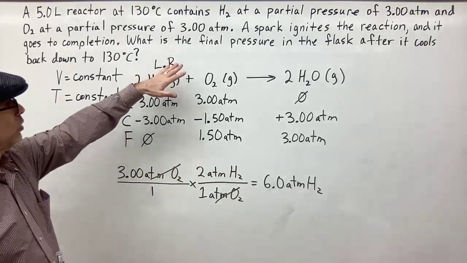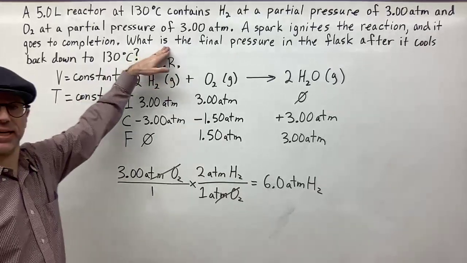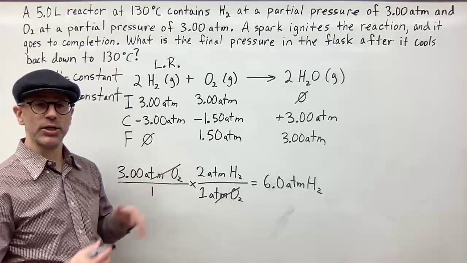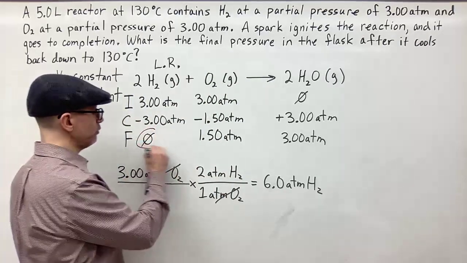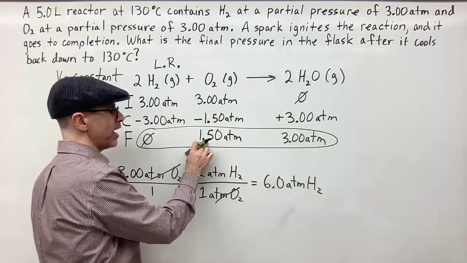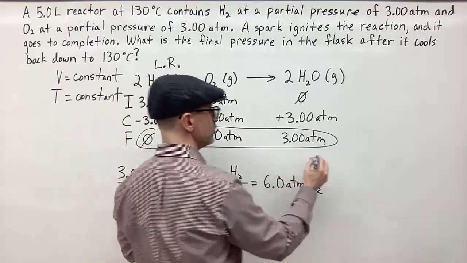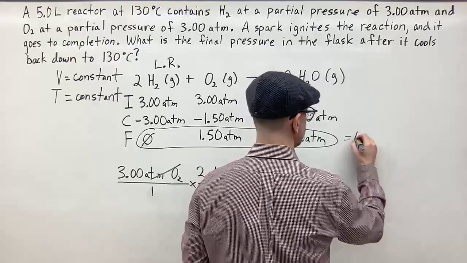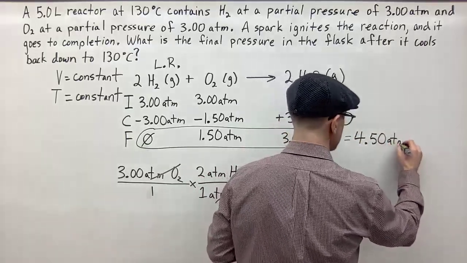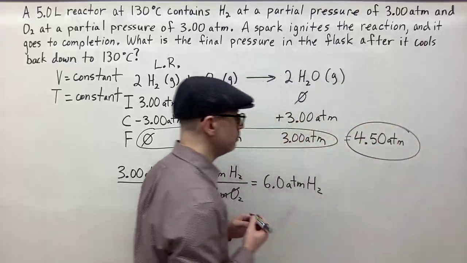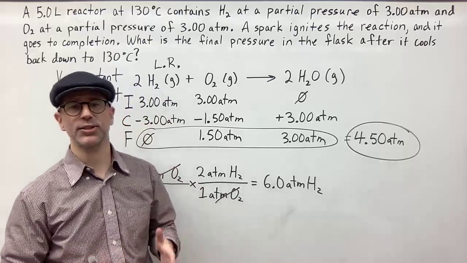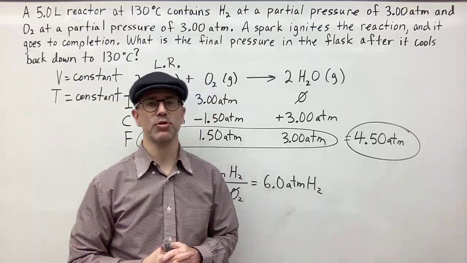And now what were they asking for? They're asking for the final pressure in the flask. So to get the final pressure, we just add up all of these. So 0 plus 1.50 plus 3.00 is equal to 4.50 atmospheres total. So that is the total pressure in our reaction vessel after the completion of this reaction.